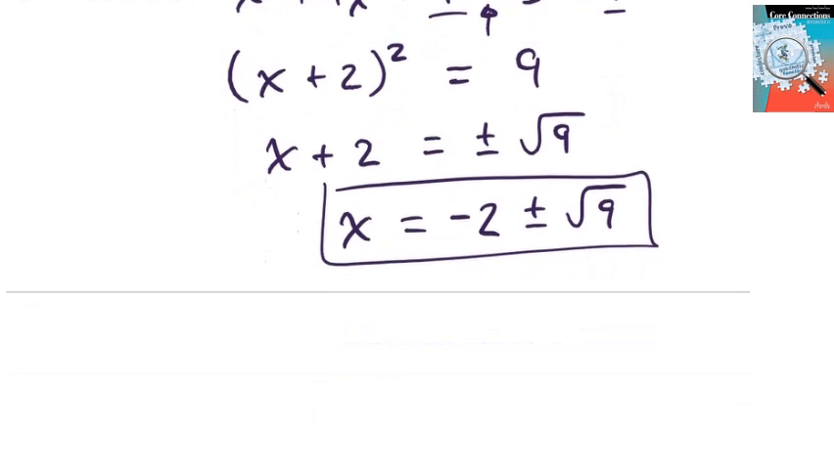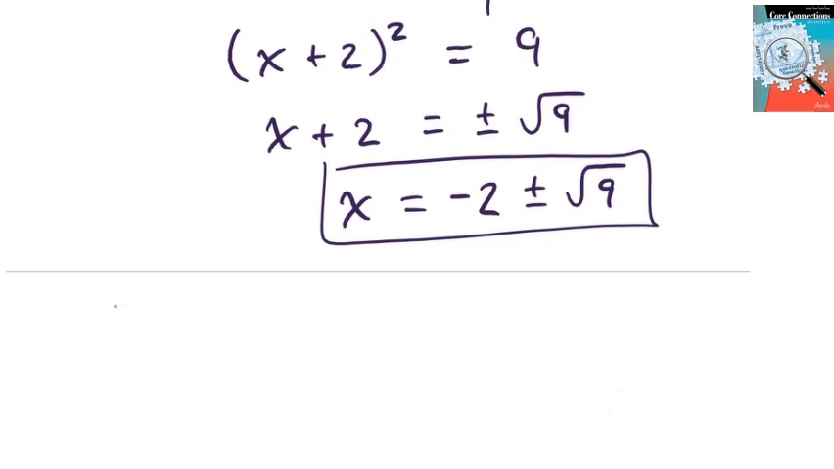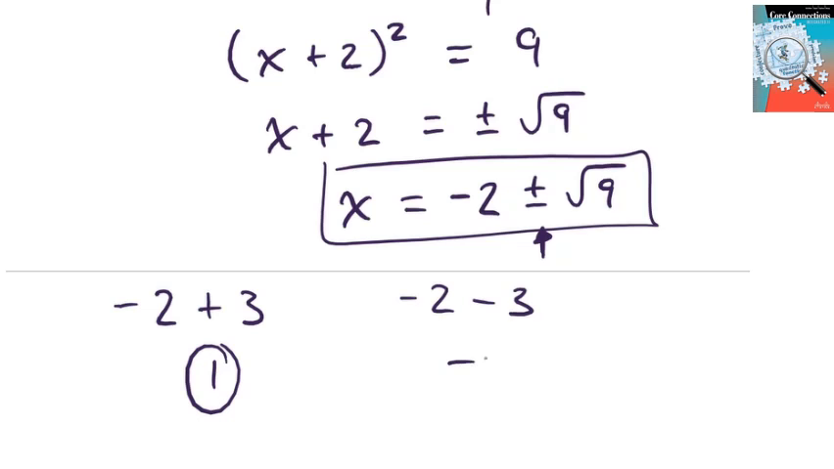However, in this case, because 9 is a perfect square, I want you to realize that we have two answers here. One of them is -2 plus 3, and the other one is -2 minus 3. So you see what I've done. I've just broken this up into two cases, one for the positive and one for the negative. -2 plus 3 is equal to 1, and -2 minus 3 is -5. So you can see my values are x is 1 or x is -5. So my values are 1 and -5, and those are the exact same answers that we got in question number 2.